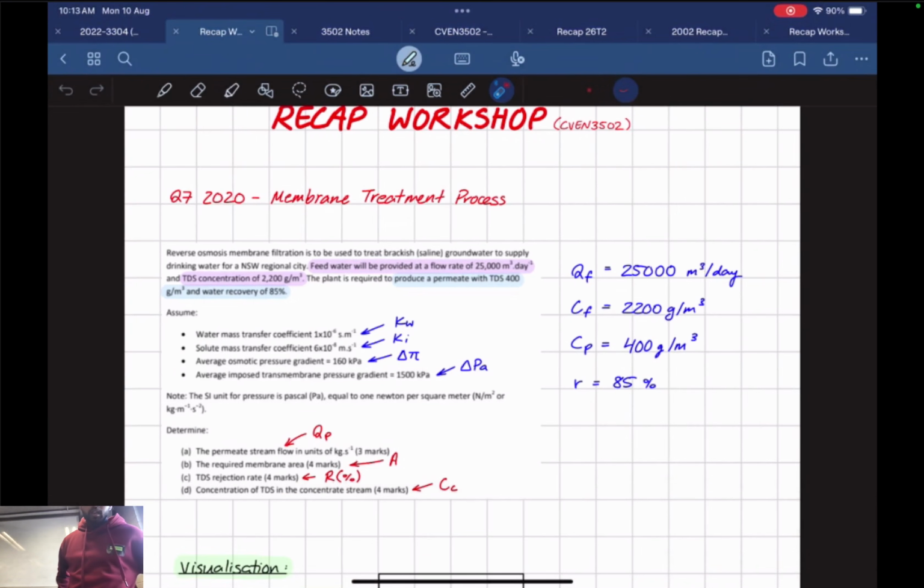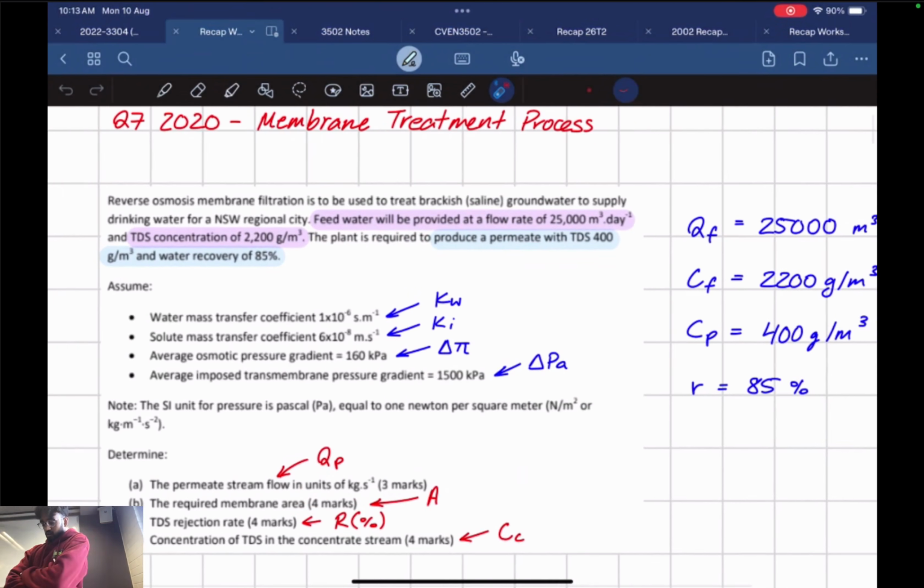Is going to be a membrane treatment process question from 2020, question 7 of 2020. So reverse osmosis membrane filtration is used to treat brackish groundwater to supply drinking water for an NSW regional city. So feed water will be provided at a flow rate of 25,000 meter cube per day and TDS concentration, that's total dissolved solids concentration, of 22,000 grams per meter cube. The plant is required to produce this permeate, and they've given us a water recovery value as well.